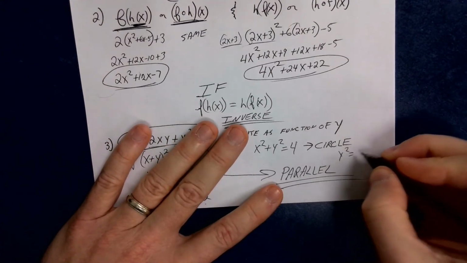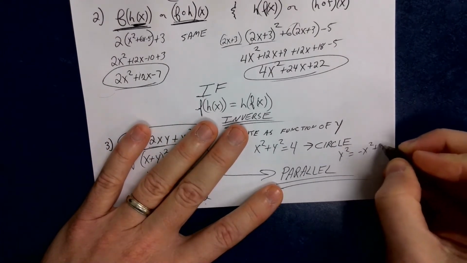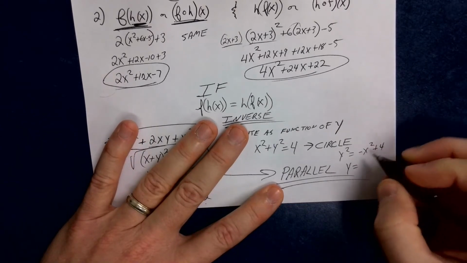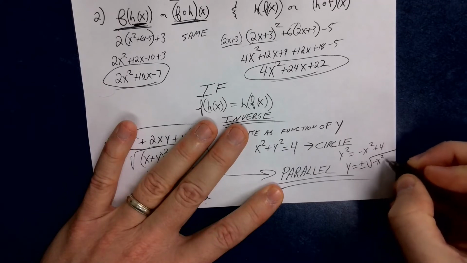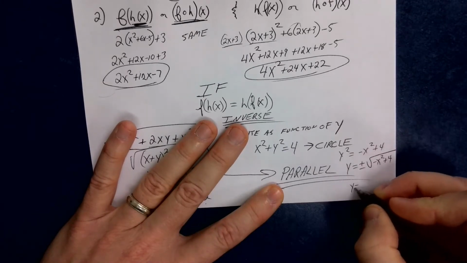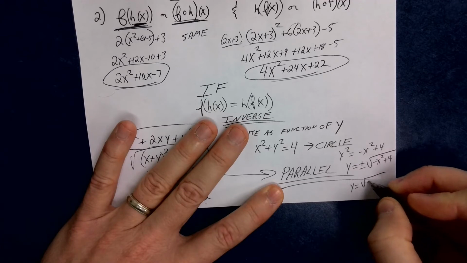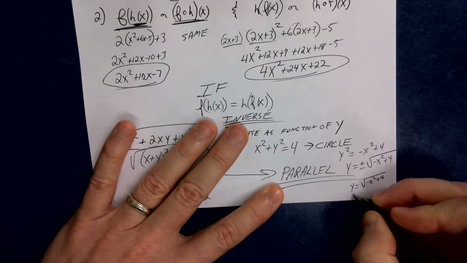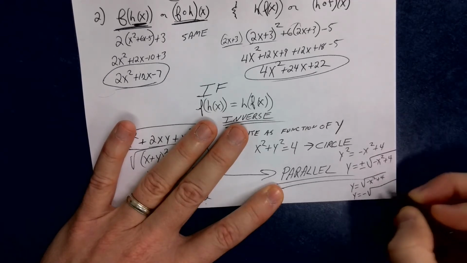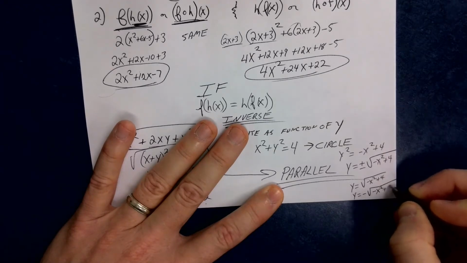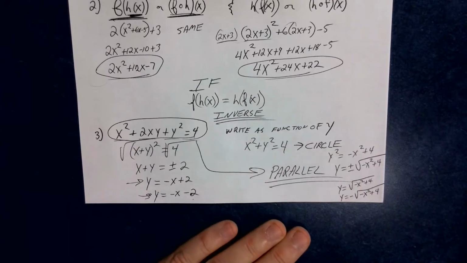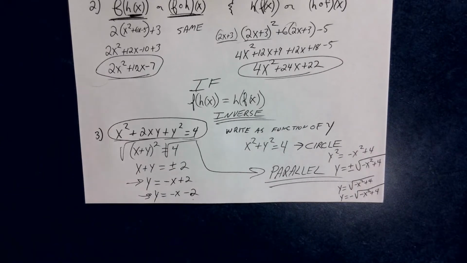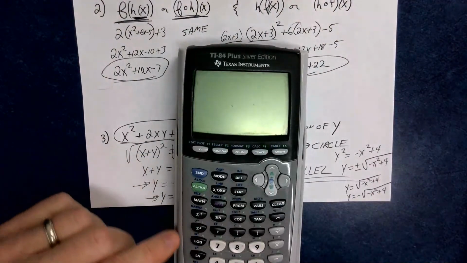y squared equals negative x squared plus 4. y equals plus or minus the square root of negative x squared plus 4. So y equals the square root of negative x squared plus 4, and y equals the negative square root of negative x squared plus 4. And you can see if we did these two things and put them into our graphing calculators, I'm going to do that right now. Where's my graphing calculator? Hopefully you guys have this on here too.